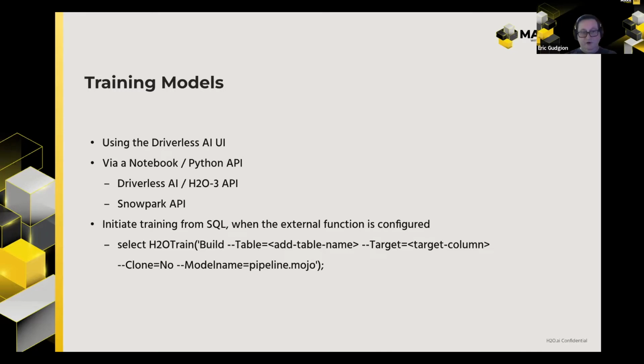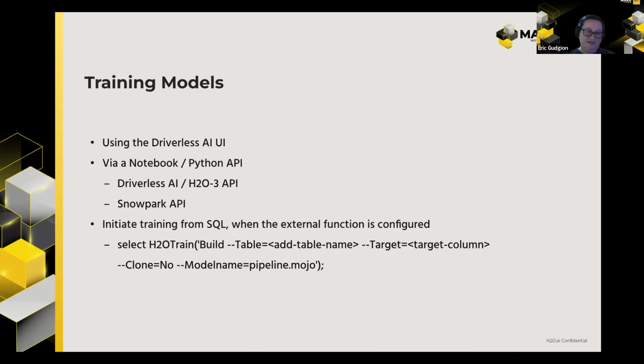And we're going to build a model. We specify the table name, the target column, and we can specify some of the other options that Driverless will use. If you're familiar with some of the Driverless options, you can select things like time, interpretability, accuracy. And so you can define those in the definition as well if you wanted to.